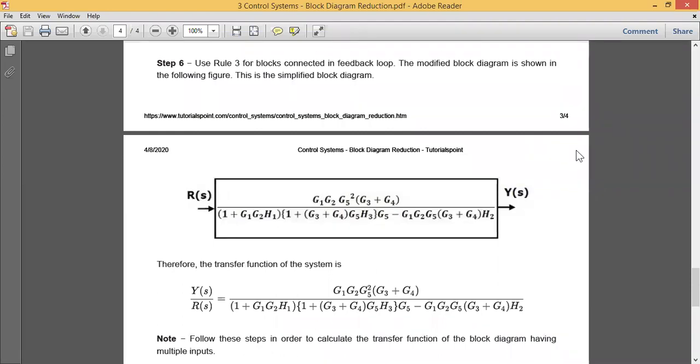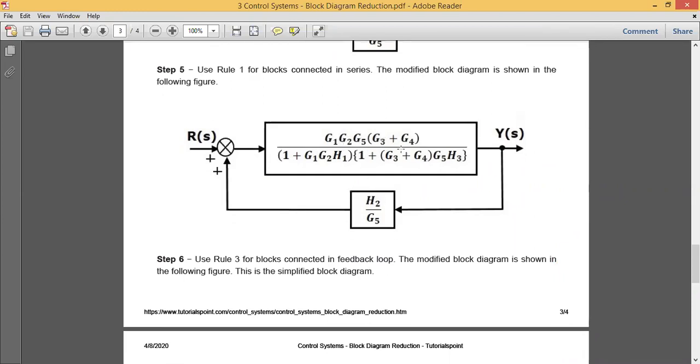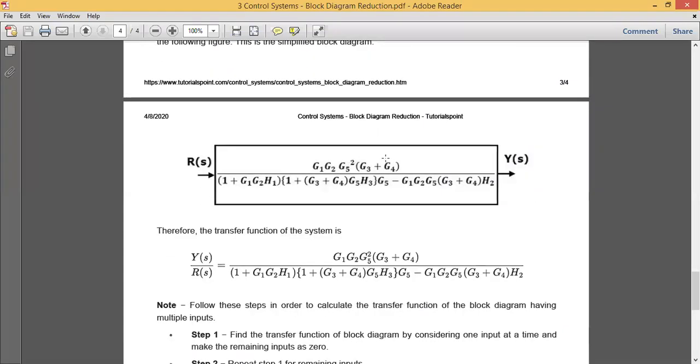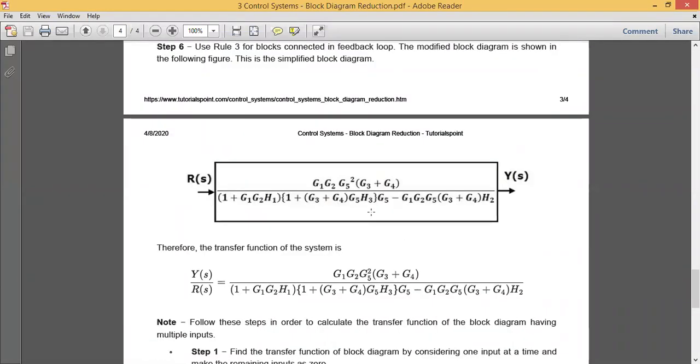How did you get this G5 square? I'll just show you how you will get this. G5 will come into the numerator, because already I have a G5 in the numerator. So G5 multiplied by G5 becomes G5 square. So G1 G2 G5 square multiplied by G3 plus G4. That is what you got as the answer in the numerator. Okay, how to find the denominator? This is again very simple. Already you have this, right? You should multiply. So 1 will be as it is plus the whole block of G3 plus G4 multiplied by G2 into G5. So if you do that, you will get the answer.